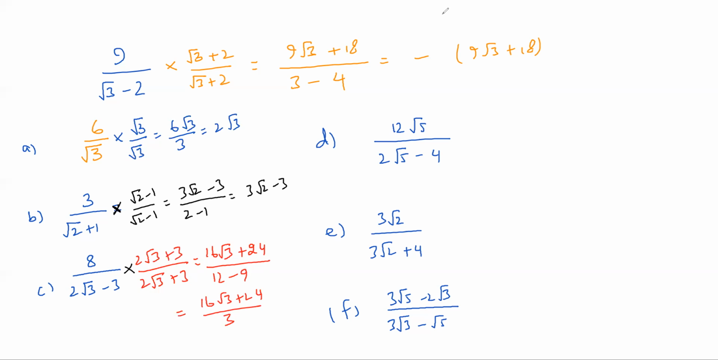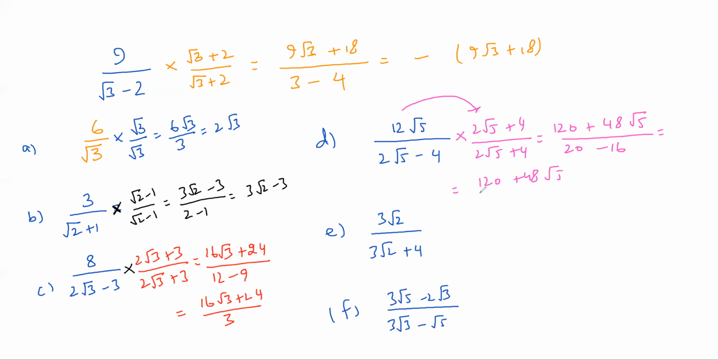That's it. Okay, for this D part, you will be multiplying this with 2 under root 5 plus 4 over 2 under root 5 plus 4. So this into this will give you 24 times 5 is 120. And then you have plus 48 under root 5. Down here we have this square is 4 5s are 20 and then minus 16. So you see you will be getting 4 from here. So this is going to be 120 plus 48 under root 5 over 4.